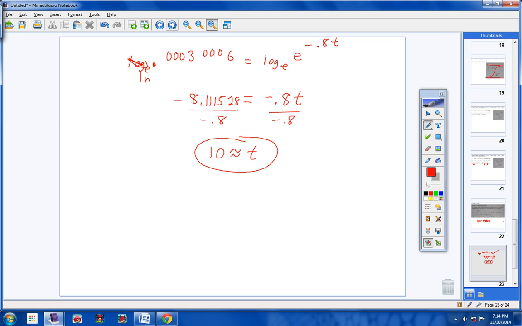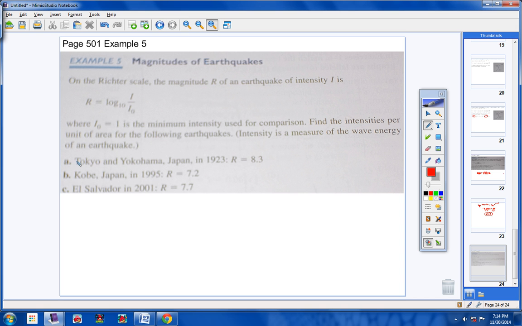Okay, last but not least, now we're not going to do A, B, and C. We're just going to do A to save time because A, B, and C are 110% identical. You do them the exact same way, okay? So here we go. Page 501, example number 5. On the Richter scale, the magnitude R of an earthquake of intensity I is given by this model here, okay?